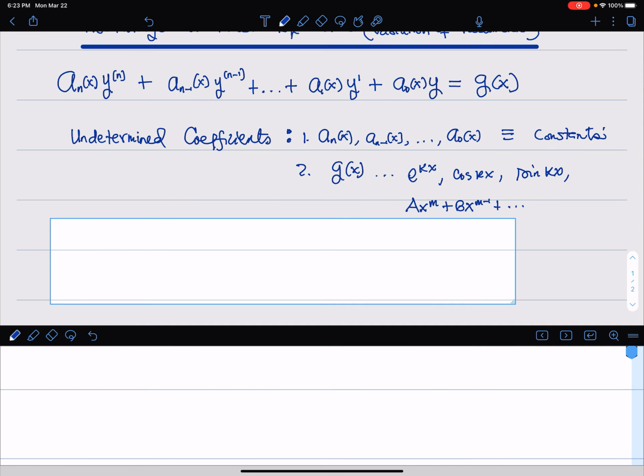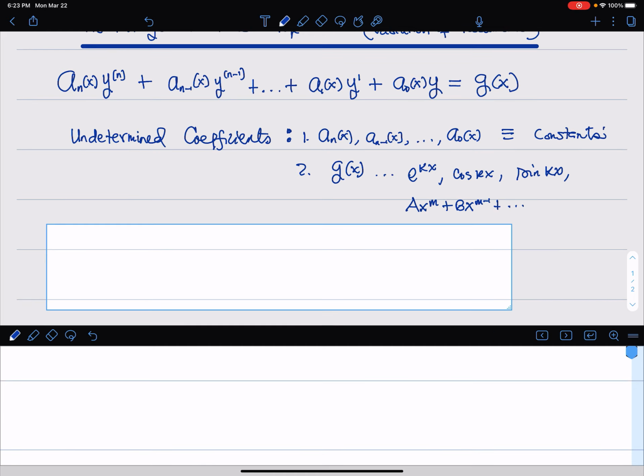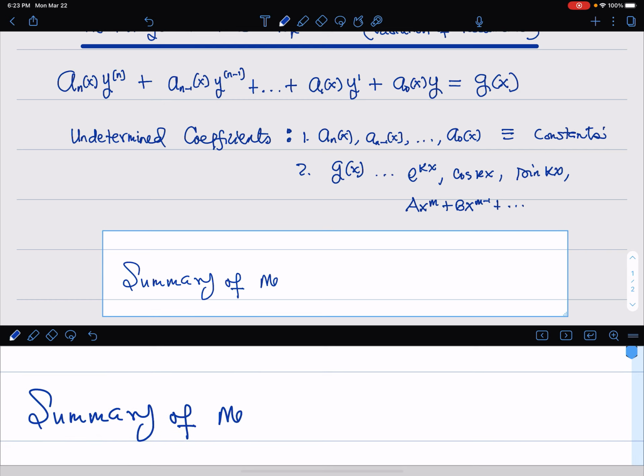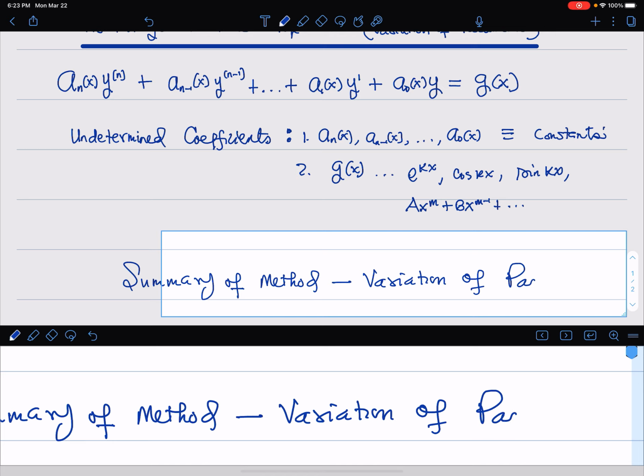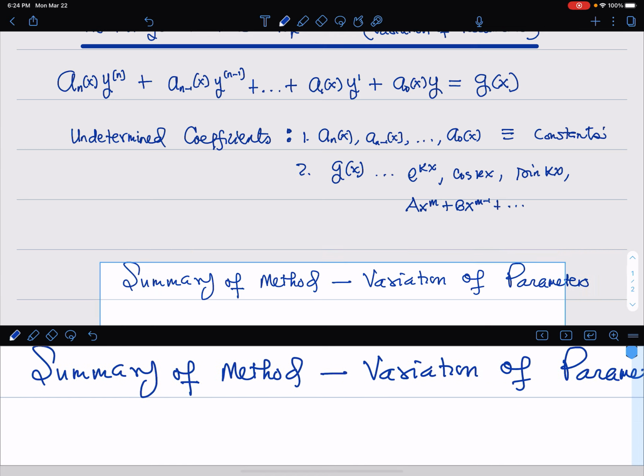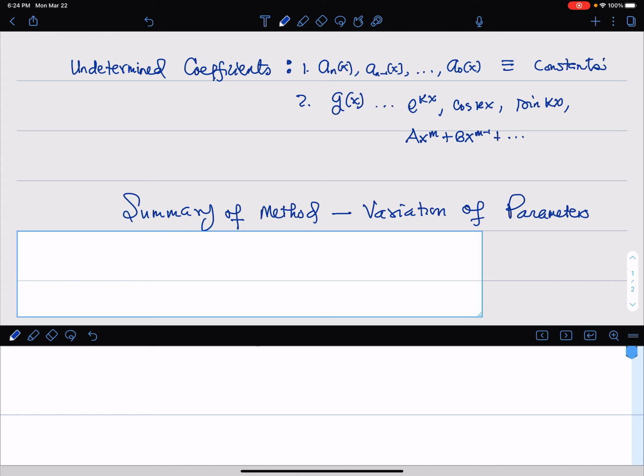In other words, there's a constraint to the method of undetermined coefficients. We're going to explore another method called the method of variation of parameters that doesn't necessarily have this kind of constraint. So I'm going to summarize the method for variation of parameters. I will explain as I write the steps involved in the method.